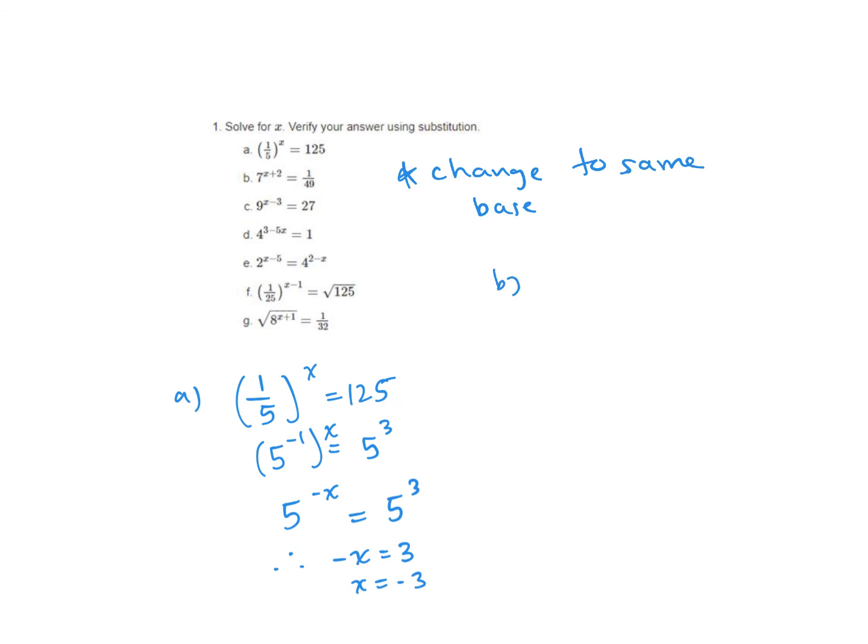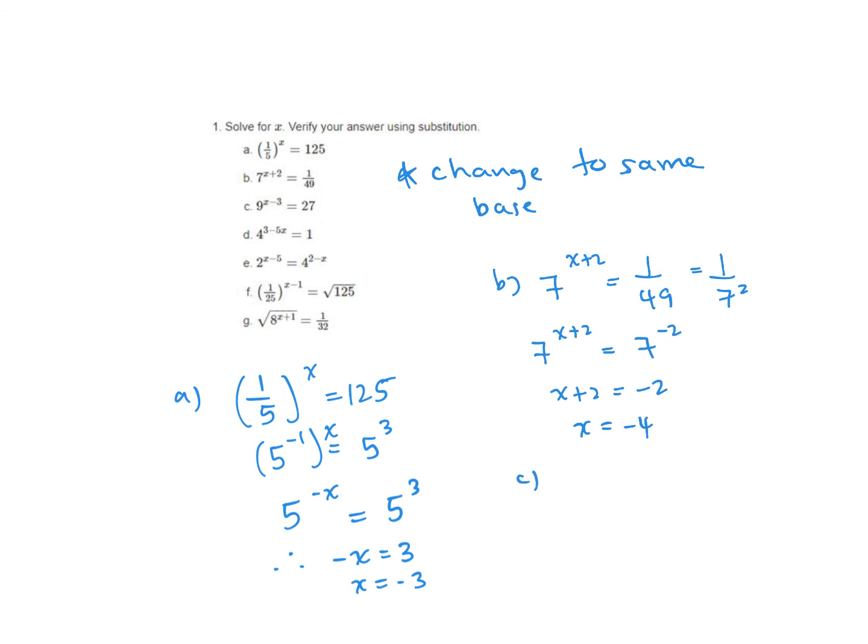Let's do b. So we have 7 to the x plus 2 is 1 over 49. So again, we want to change to the same base. I know 49 is a multiple of 7. It's 7 to the 2. So let's write that, and then I would want to bring that up as 7 to the negative 2. Once I have the same base, I can eliminate the base and just work with the exponent. So x would equal negative 4.